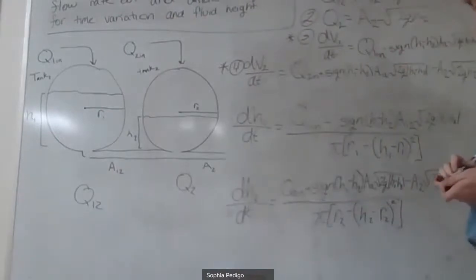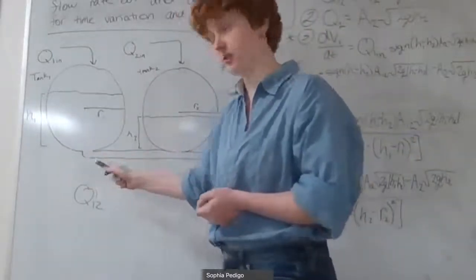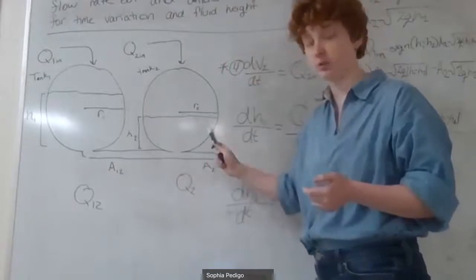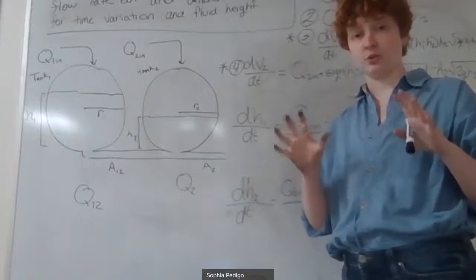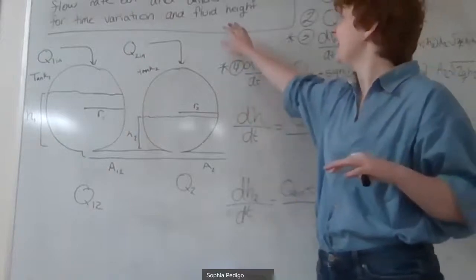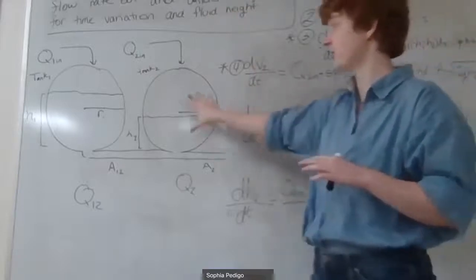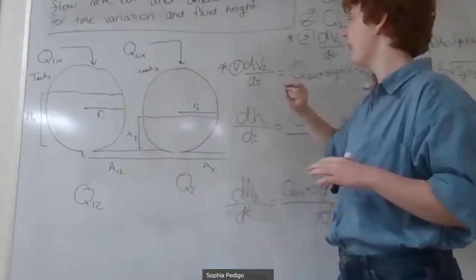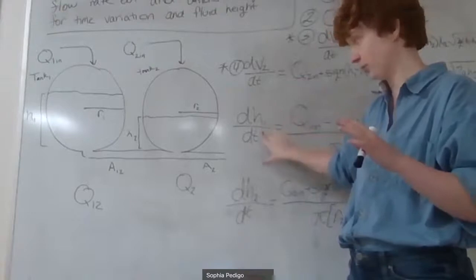So ultimately what we were able to do is find an equation for the flow rate leaving this first tank, Q12, and an equation for the flow rate leaving the second tank, Q2. We were able to put those together to find differential equations which showed the time variation in fluid height. And then we were able to find the cross-sectional area of these tanks here. And we were able to use that to find the differential change in height for the tanks with respect to time.